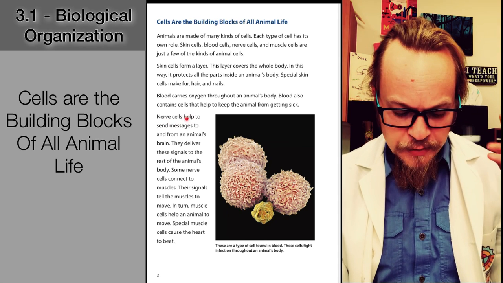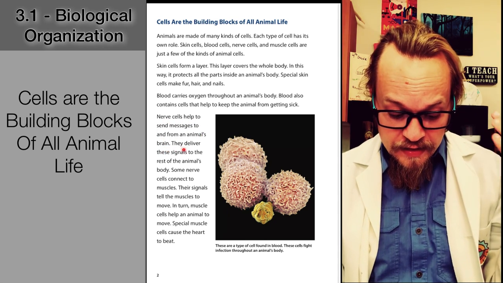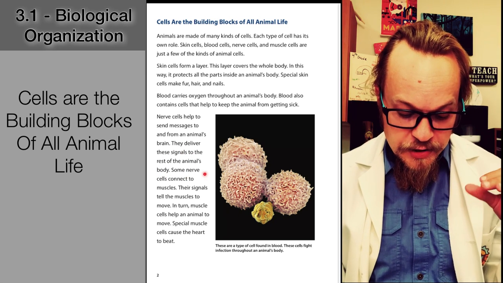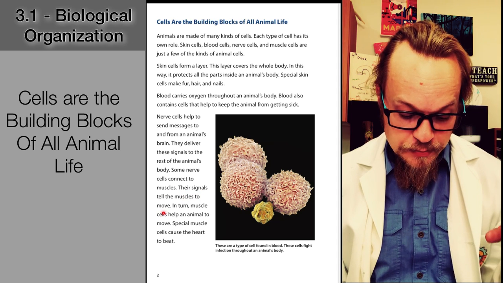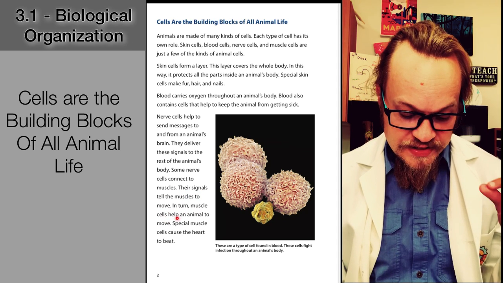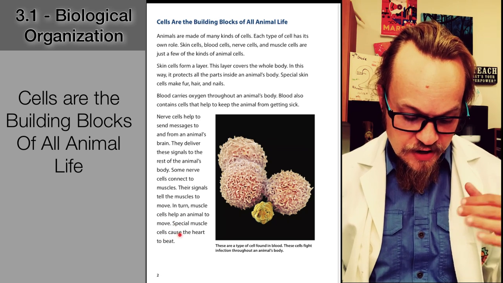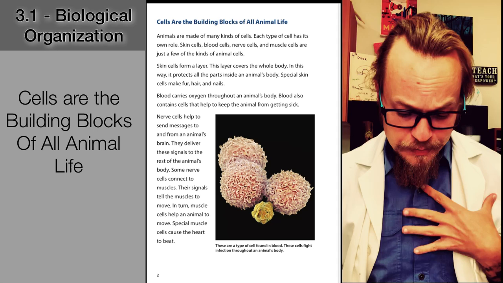Nerve cells help to send messages to and from an animal's brain. They deliver these signals to the rest of the animal's body. Some nerve cells connect to muscles. Their signals tell the muscles to move. In turn, muscle cells help an animal to move. Special muscle cells cause your heart to beat and your lungs to breathe.